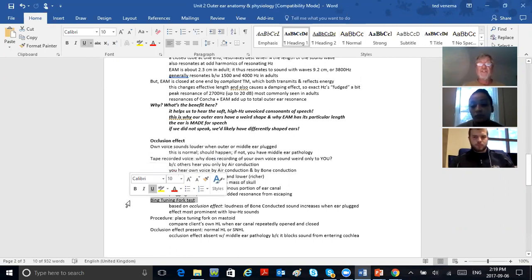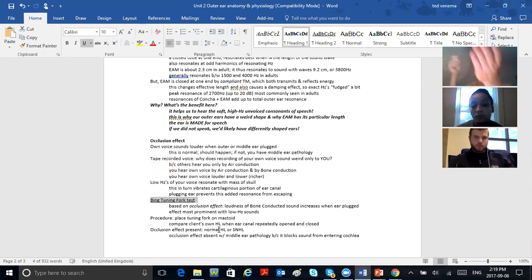So that's the source of a test called the Bing tuning fork test, and doctors do this. If they suspect you of having an ear pathology, they will take the tuning fork and go dong, and then they will put the tuning fork behind your ear on that mastoid bone, and then they will plug your ear and unplug it. Plug your ear and unplug it, and they're going to ask you, when is it louder? And if you say it's louder when my ear's plugged, they'll go, good, that's normal. You should get the occlusion effect when your ear is plugged.